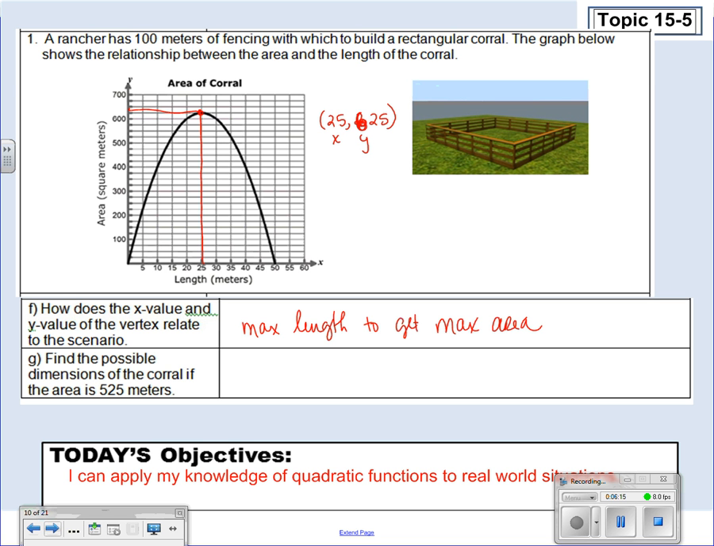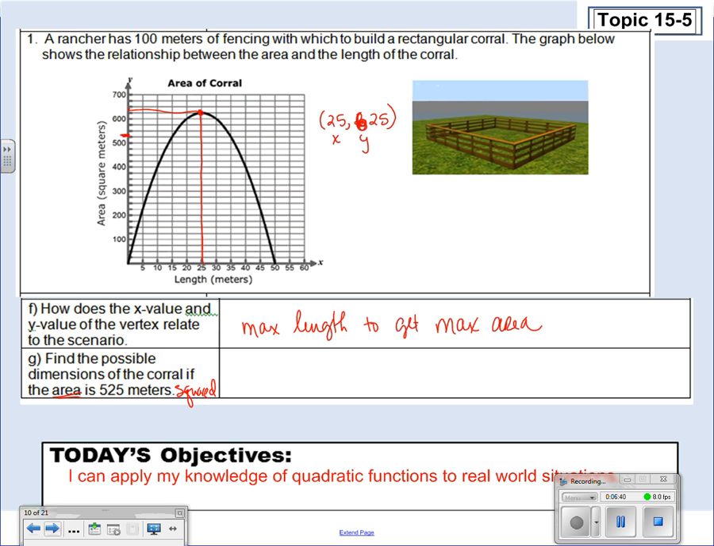Find the possible dimensions of the corral if the area is 525 square meters. Let's correct that, it should say meters squared, because we're talking about area. If the area is 525 square meters, so here's 525.